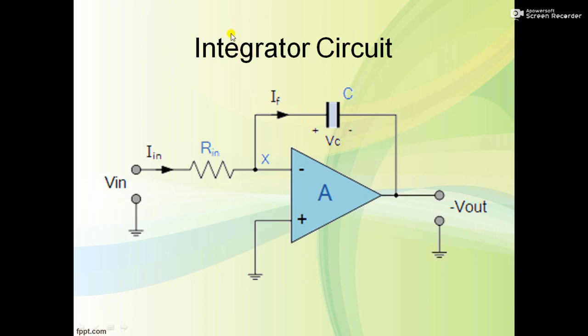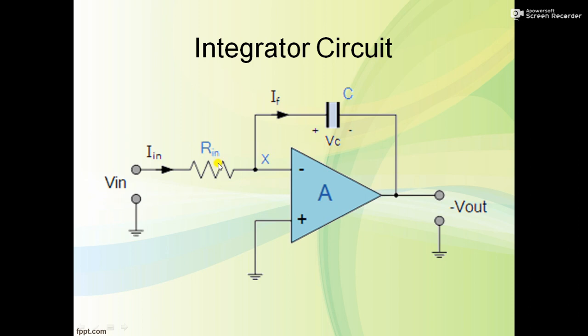So another application of the op-amp is the integrator circuit. So in this case, what happens? The output voltage Vout is the integration of the input voltage Vin. Whatever output voltage we are getting is in the form of integration of the input voltage Vin.